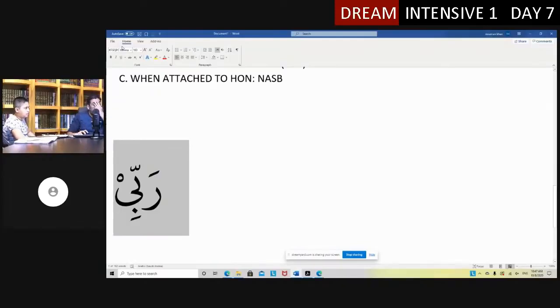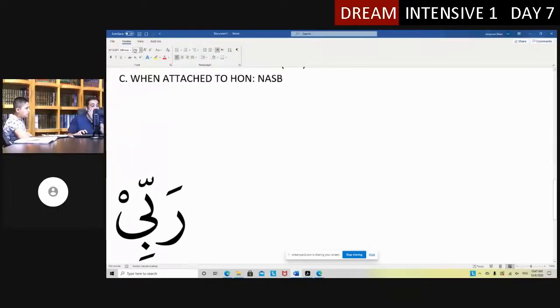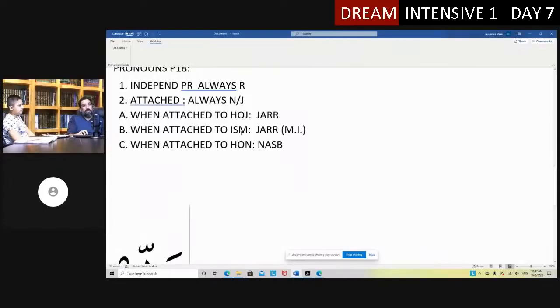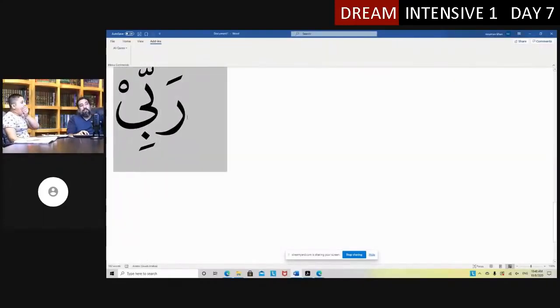Much better. Rabbi. It's two words, Rab and E. And I already said, if you have Rab, which is an ism, and whenever you have an ism and a pronoun, they become mudaf ilayh. If they become mudaf ilayh, then the mudaf ilayh is always jar, right? That's why I said when attached to an ism, it's always jar. And even in meaning, that makes sense because Rabbi means my master, which is simple English, master of mine.